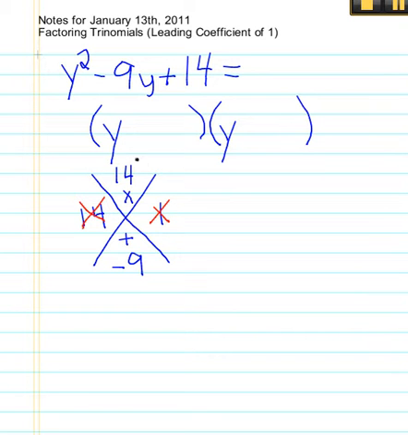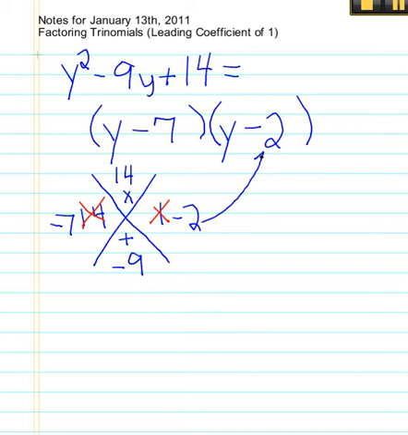Okay? Factors of 14 also include 7 and 2. Now, 7 times 2 is 14. 7 plus 2 is positive 9, the opposite of what we're looking for. So if it's the opposite of what we're looking for, we're going to change the signs on these two. A negative times a negative is still a positive 14, but a negative 7 plus a negative 2 now gives us negative 9. So our answer, y minus 7, y minus 2.